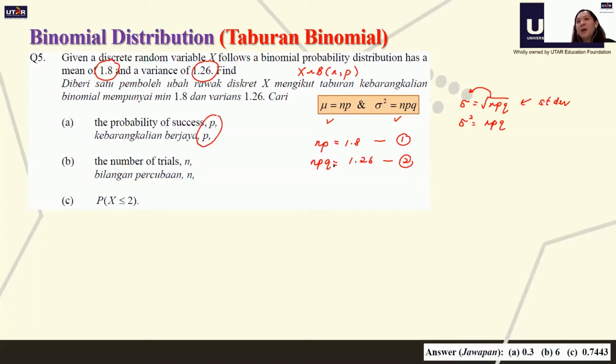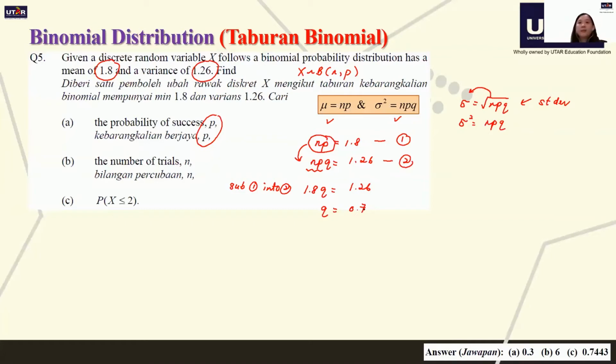To solve this, normally we use simultaneous equations. We can replace np as 1.8 in the second equation. np itself is 1.8, multiplied by q equals 1.26. You substitute the first into the second, so the whole np is 1.8, then you have q equals 1.26. Solving further, 1.26 divided by 1.8 gives you 0.7.